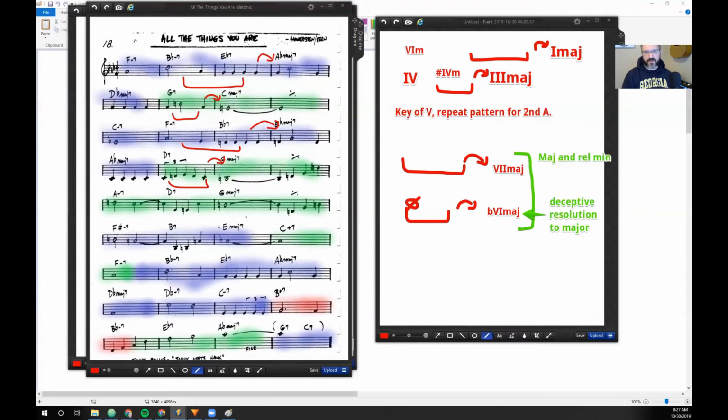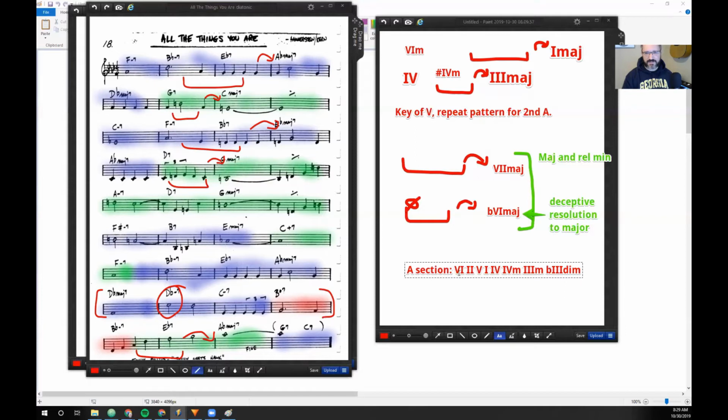So when we're looking at the bridge, it's 2-5 to G and then 2-5 to E. That's really 2-5 to G and then 2-5 to its relative minor, except it deceptively resolves to major, so E major instead of E minor. You can think of that as a unit together, major and relative minor with this deceptive resolution, which is the way that works best for me. But you can also think of it in terms of its relationship to the 1. So it is 7 and flat 6 majors, respectively.